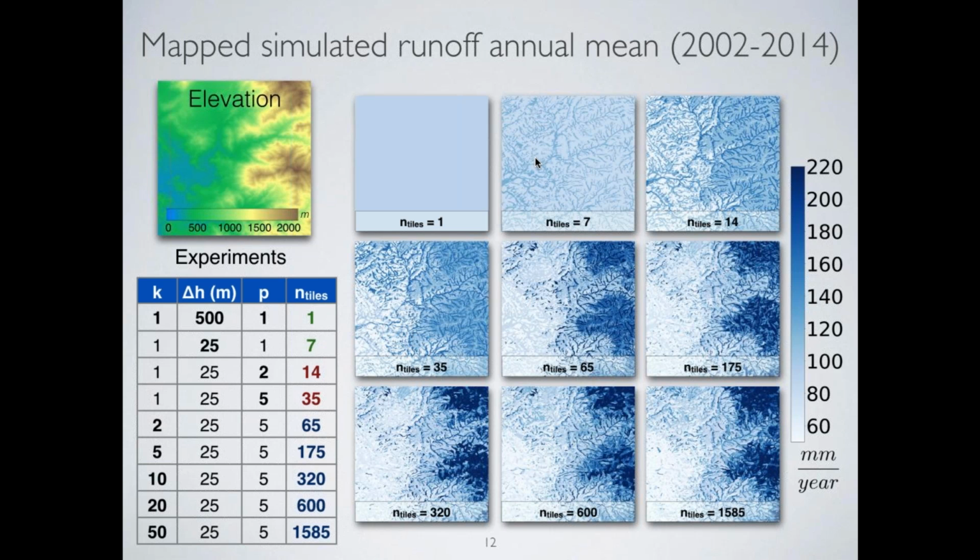The biggest difference in runoff happens when you start increasing the number of characteristic hill slopes, where you're really starting to capture the impact of orography in terms of precipitation and the hill slope structure. But if you look at this closely, what you end up seeing is that after a certain point, the change of your map is actually very small.